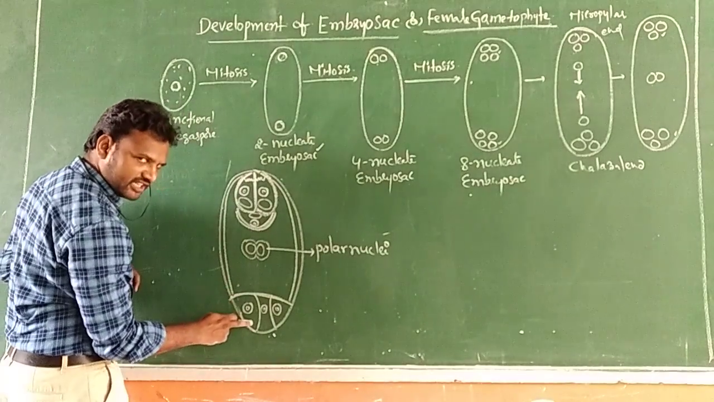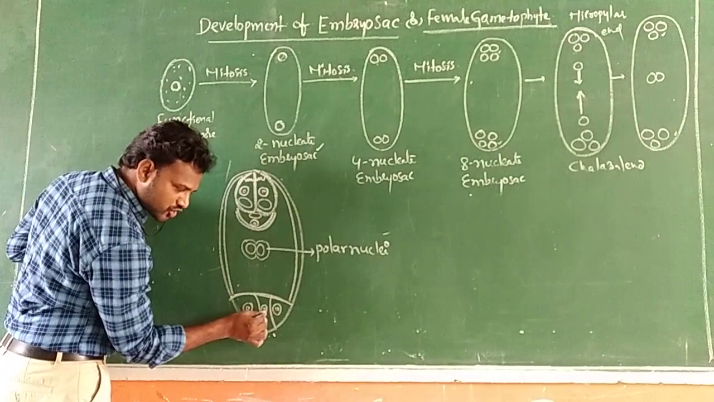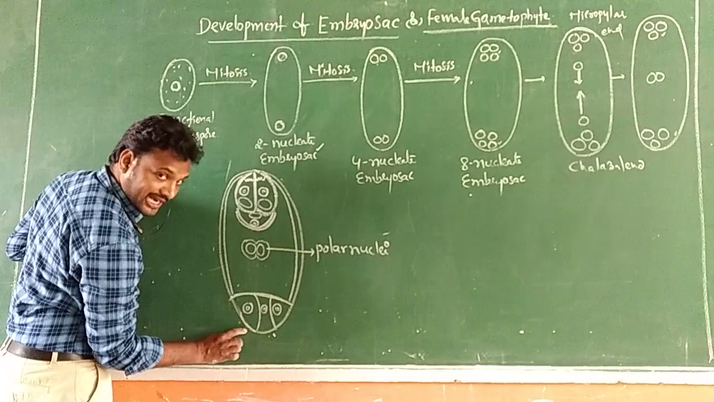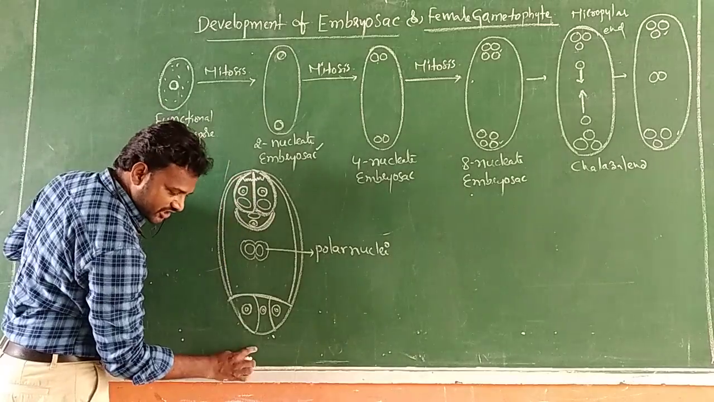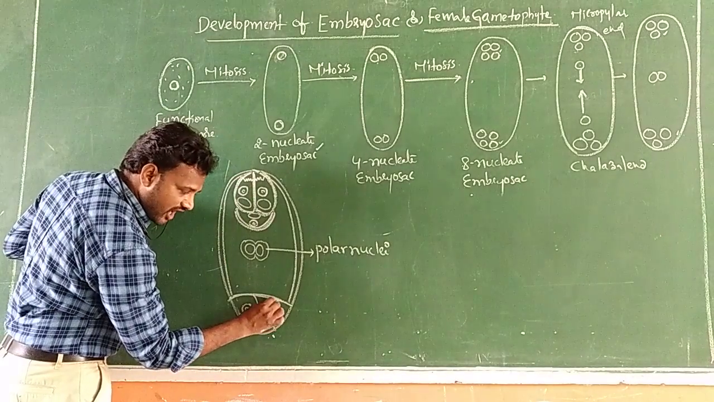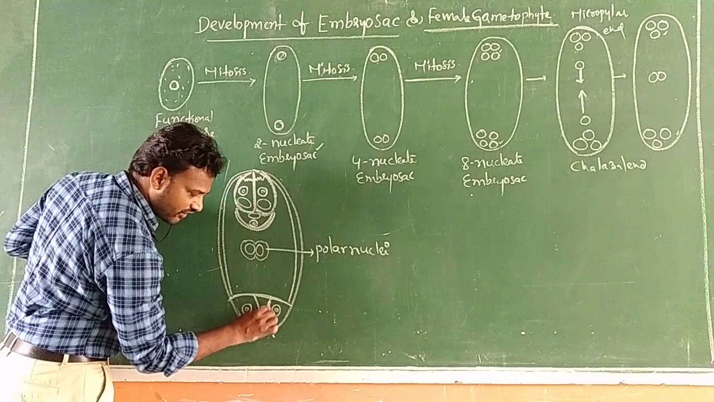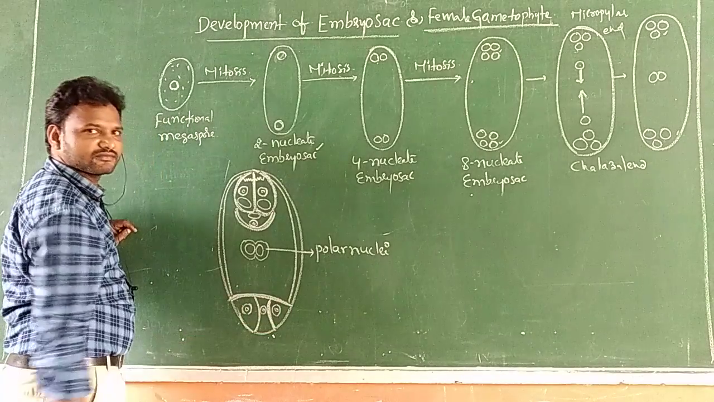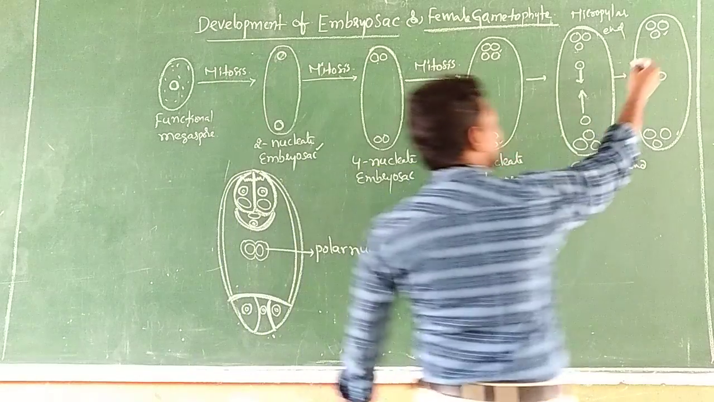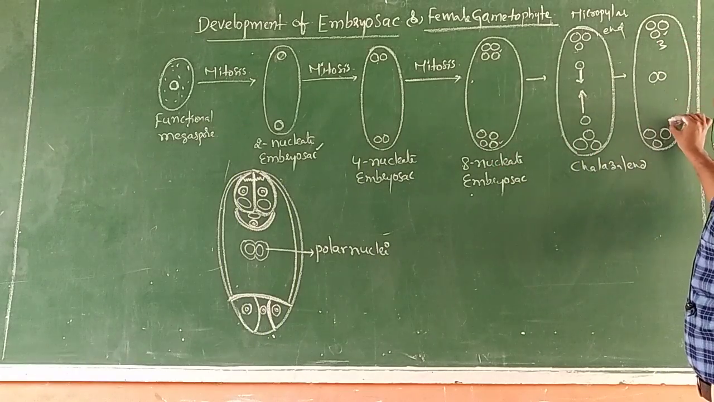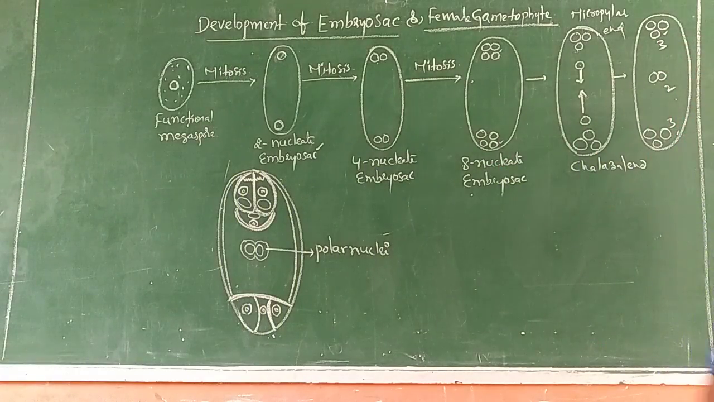You observe here the remaining 3. Here 1, 2, 3. Lower side is the chalazal end. This is the chalazal end, this is the micropylar end. At the chalazal end, 3 nuclei are covered by the cell wall. So total how many nuclei, sir? 8 nuclei, sir. Here 3 nuclei, here 3 nuclei, here 2 nuclei.